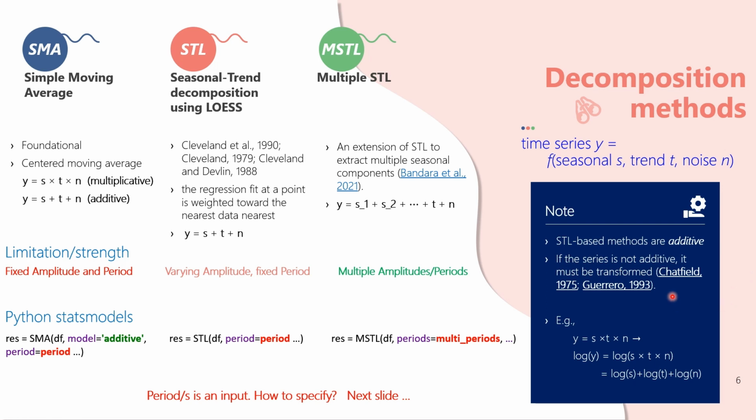It's important to note that STL-based methods are additive. If the time series we have in hand is multiplicative, we first need to transform it into an additive space and then inverse transform it after decomposition. This is what you see here as a log transformation, and there are some references here if you want to go into the details. Now these here are Python implementations, and we see that the methods require specifying the period, be it a single period or multiple periods. In the next slide, we will discuss how we determine the period for these methods.